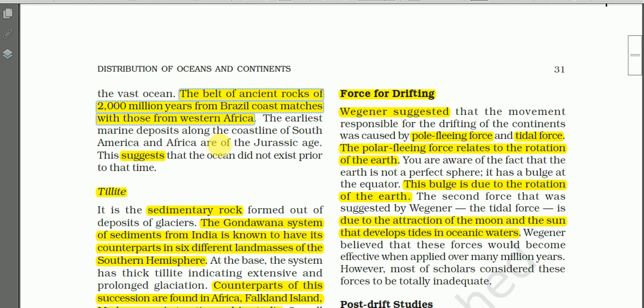That means there was no Atlantic Ocean. In other words, South America and Africa were joined together.